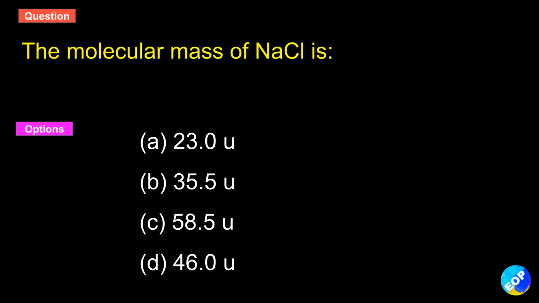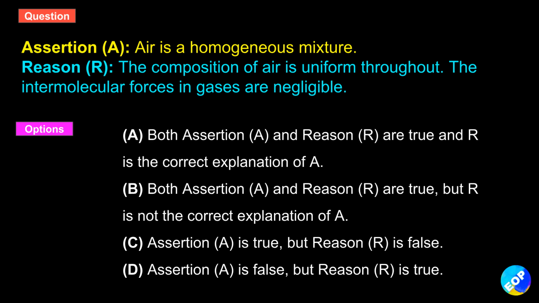The molecular mass of NaCl is 58.5 mu. A says air is a homogeneous mixture. R says the composition of air is uniform throughout. Answer is A. Both A and R are true, and R is the correct explanation.